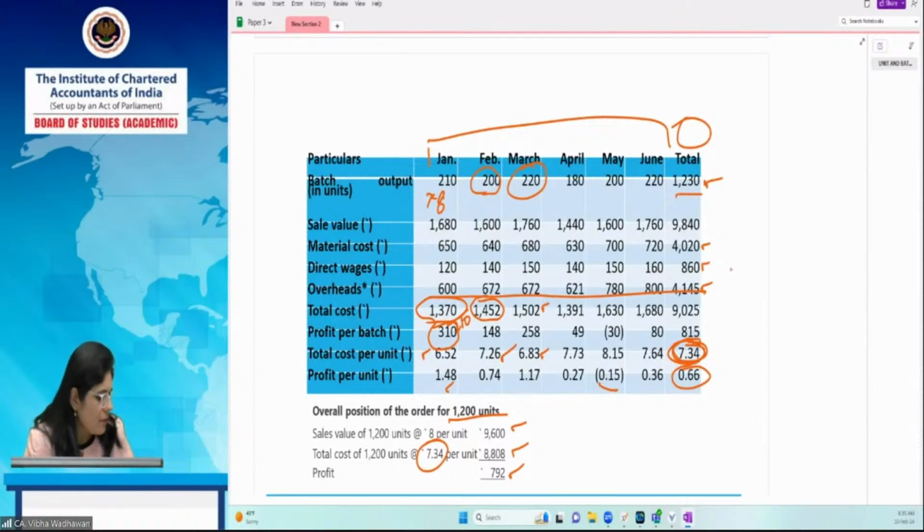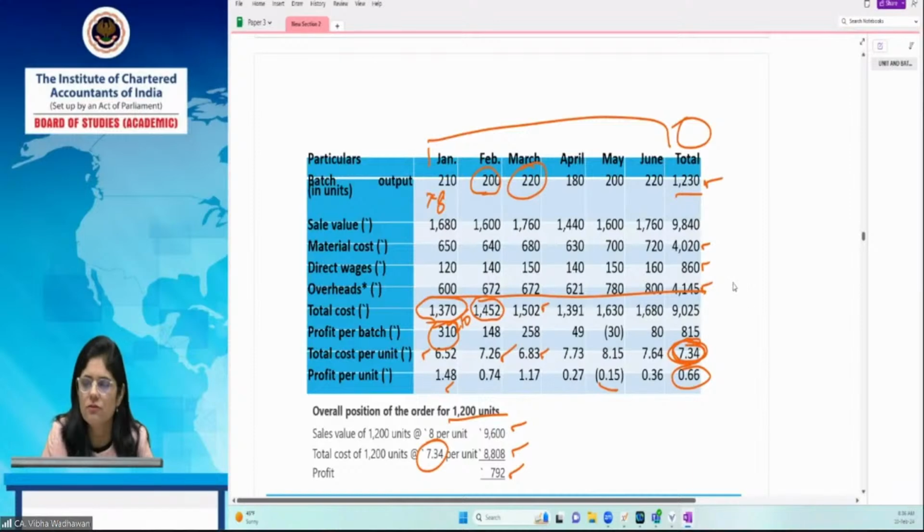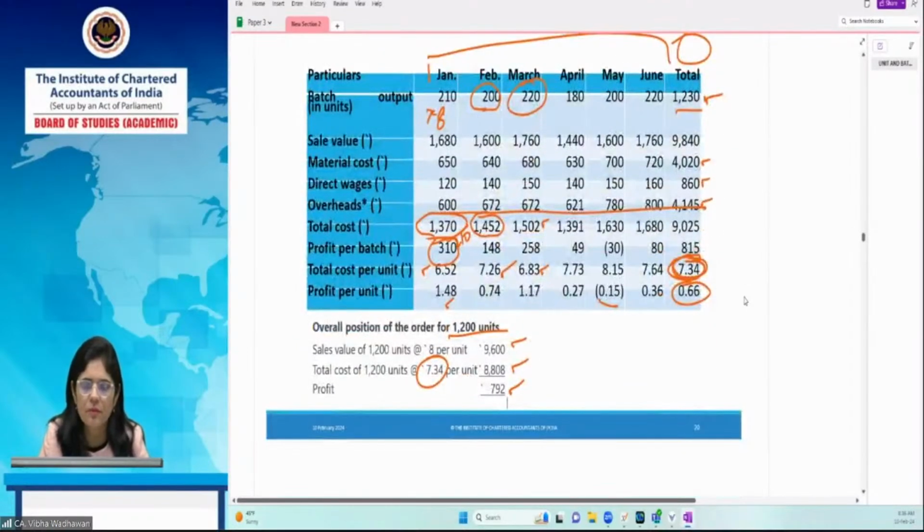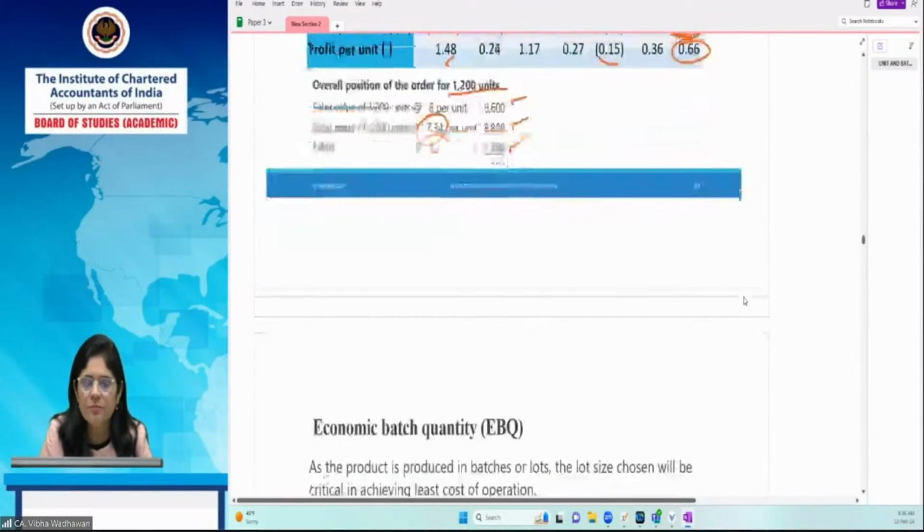Just have a final look at this question. So students, I hope you have finished it. All right. Shall we proceed? So this is the month-wise calculation, and the overall position also they asked us to calculate.